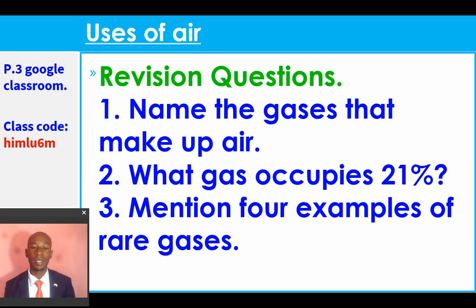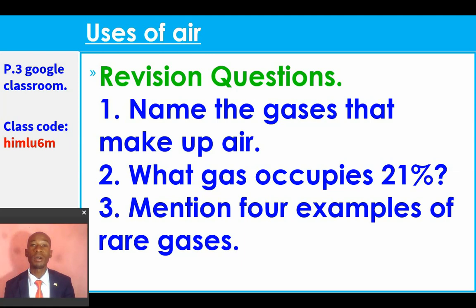So let's first make corrections briefly. Name the gases that make up air. There we have oxygen, carbon dioxide, nitrogen, and rare gases. Did you get this correct? Let's look at number 2. What gas occupies 21% of the air in the atmosphere?